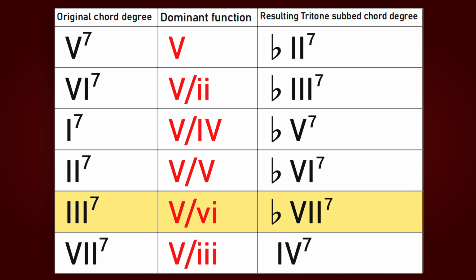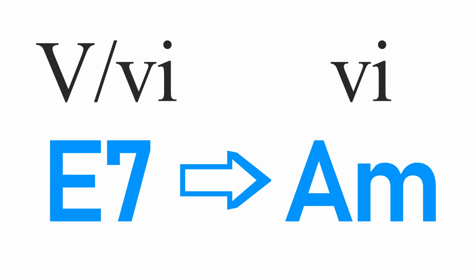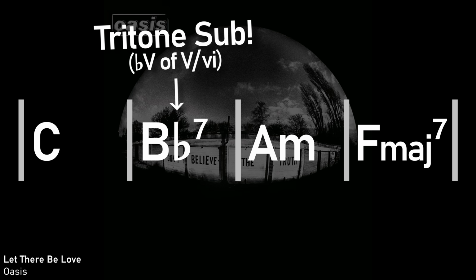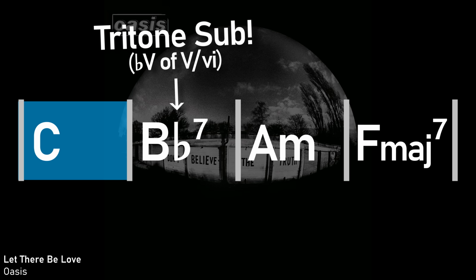For example, what if we tritone subbed the 5 of 6? So in the key of C major, that chord would be E7, a chord that usually delivers us to the chord A minor, the 6th chord of the key. If we tritone sub the E7, we get B flat 7. And a song where we can see this happening is Let There Be Love by Oasis.